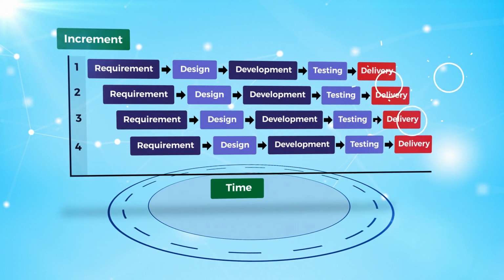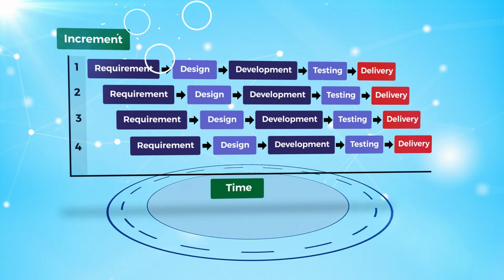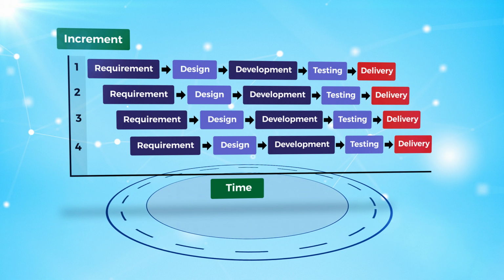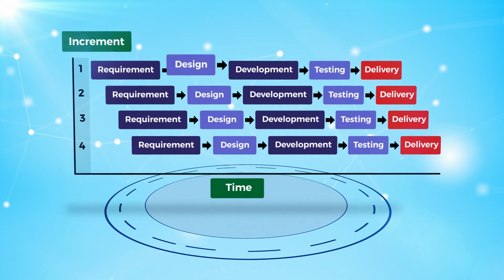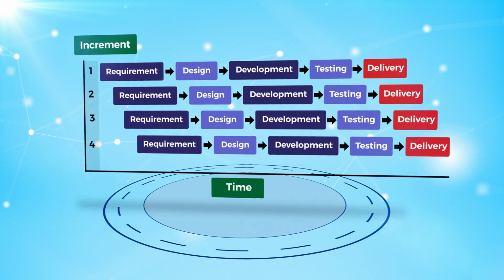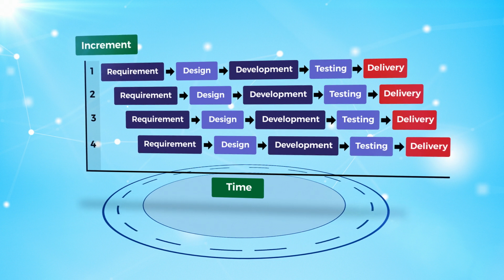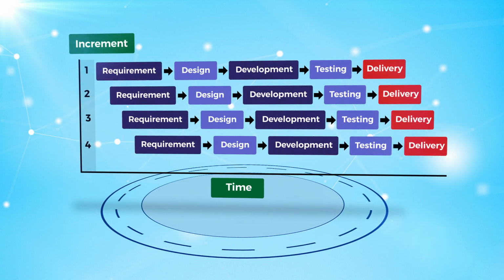So instead of project work being completed in a linear model with one final delivery phase, your project work is divided up into increments, and each increment of project work goes through requirements, design, development, and then testing and delivery before moving on to the next piece of project work. So you're taking it one piece at a time and delivering each piece.